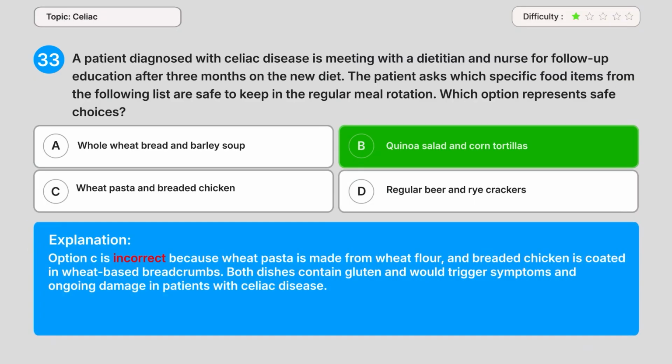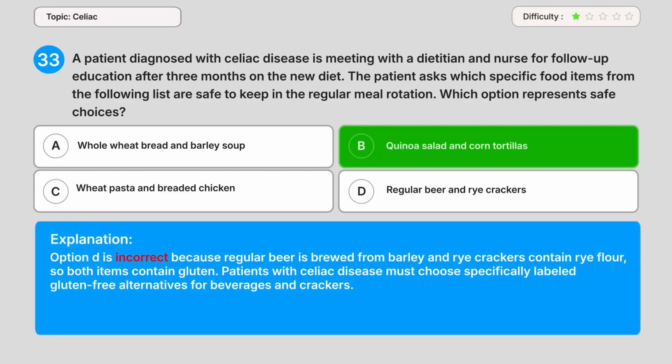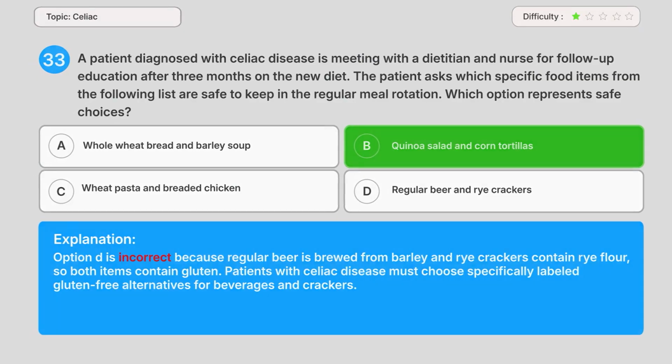Option C is incorrect, because wheat pasta is made from wheat flour, and breaded chicken is coated in wheat-based breadcrumbs. Both dishes contain gluten and would trigger symptoms and ongoing damage in patients with celiac disease. Option D is incorrect, because regular beer is brewed from barley and rye crackers contain rye flour, so both items contain gluten. Patients with celiac disease must choose specifically labeled gluten-free alternatives for beverages and crackers. Safe food choices for celiac come down to avoiding gluten in any form.